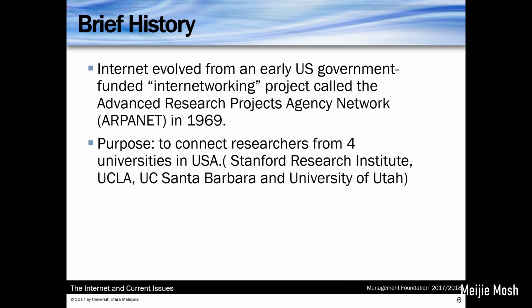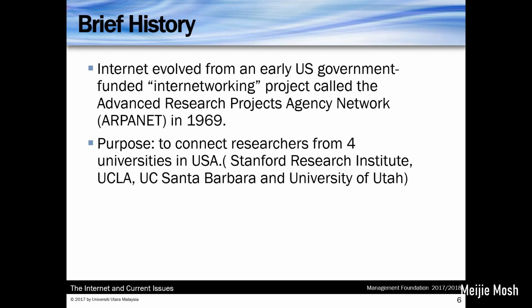The first workable prototype of the internet came in 1969 with the creation of ARPANET, the Advanced Research Projects Agency Network. This project was originally funded by the United States Department of Defense, and it used packet switching to allow multiple computers to communicate on a single network. The purpose was to connect researchers from four universities in the United States: Stanford Research Institute, University of California at Los Angeles (UCLA), University of California at Santa Barbara, and University of Utah.